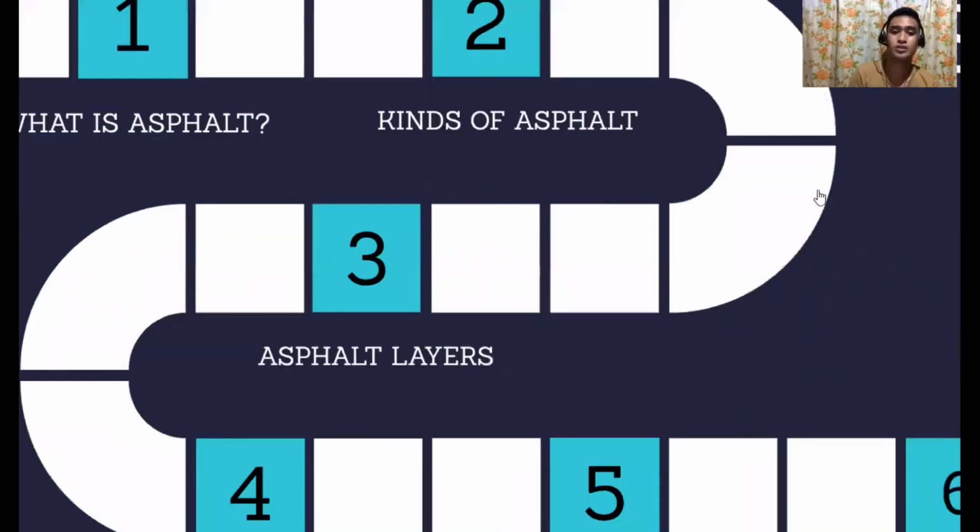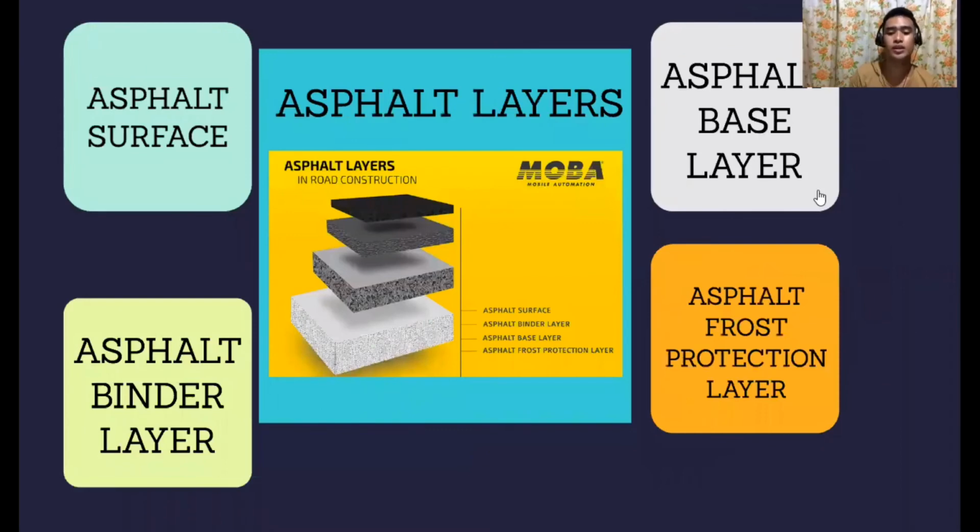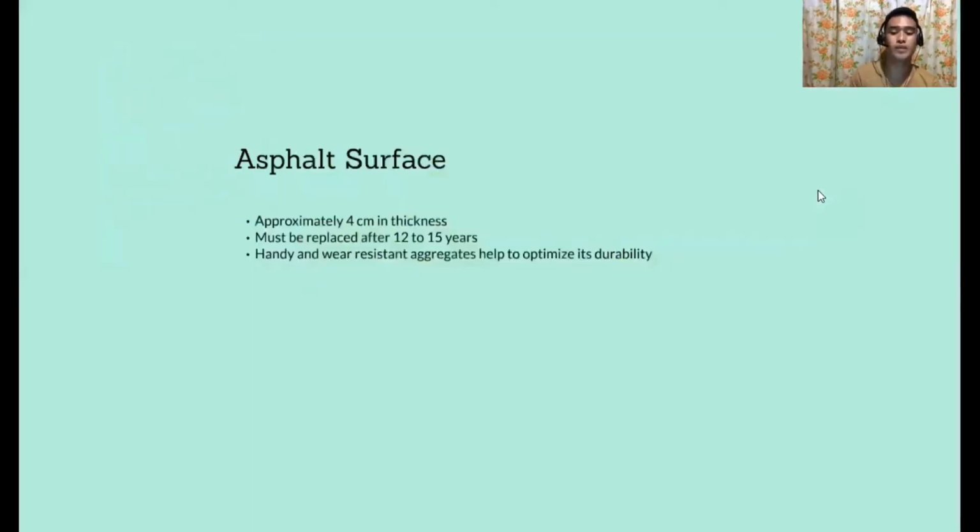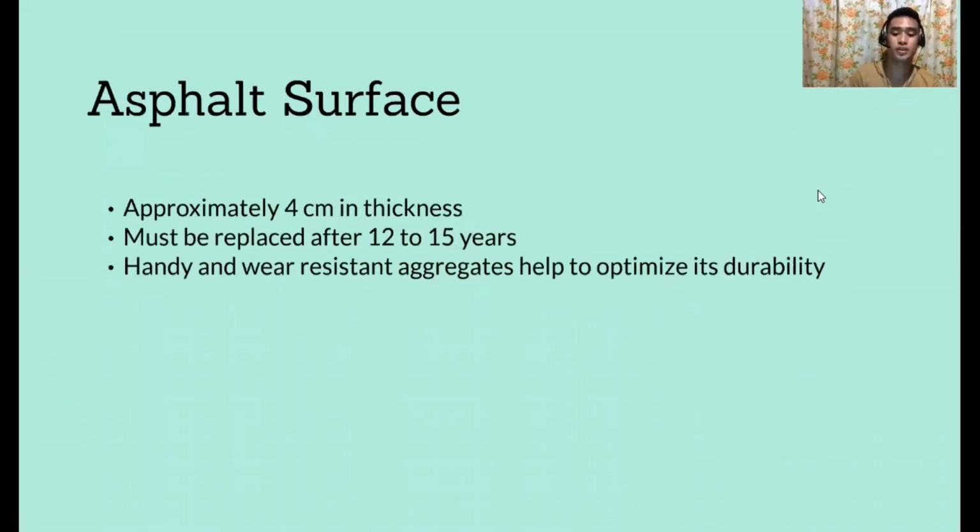So let's proceed to the asphalt layers. Asphalt layers consist of four. Let's start from the top. The asphalt surface is approximately 4 centimeters in thickness and must be replaced after 12 to 15 years. Having handy and wear resistant aggregates helps to optimize its durability.